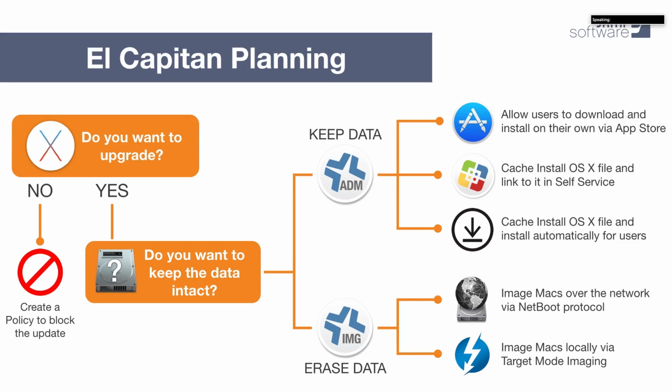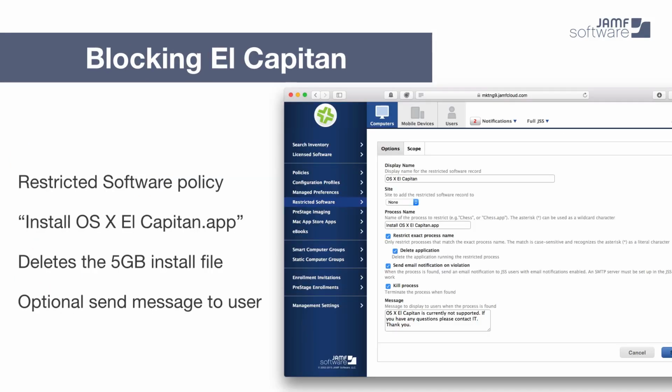If you decide, boy, we want to wait for El Cap and we want to install it later, in the Casper Suite, we've got a feature called Restricted Software Policy. And all you have to do is essentially define what process that you would like to have disabled. In this case, we're going to disable Install OS X El Capitan.app. It's got to be exactly like that, because that's the process that actually runs the install file. And you can say, make sure that that process is restricted, and you can even choose to delete that install file since it takes up 5 gigs of space.